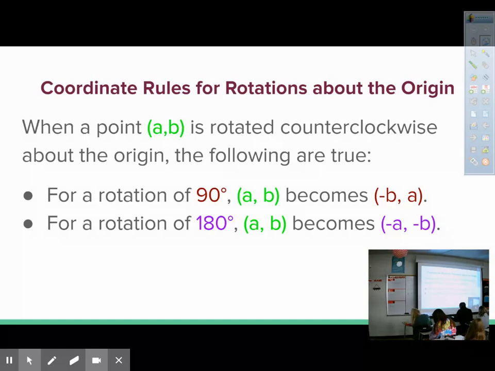What does that mean to do in your own words? Yeah, just change the sign of both, your x and your y. So in your own words, you're going to change the signs of x and y. You don't flip anything, you just change both signs.